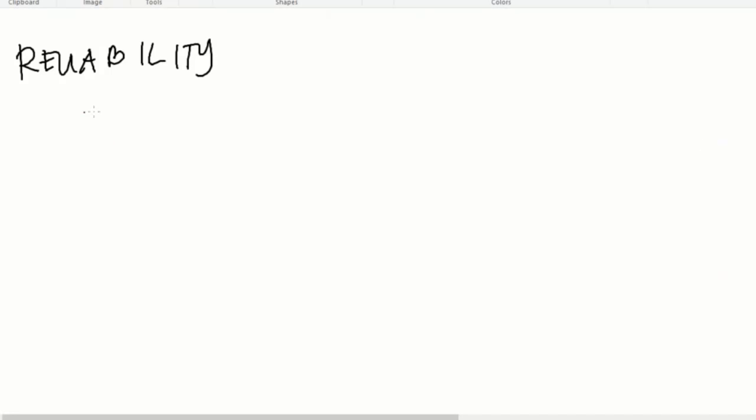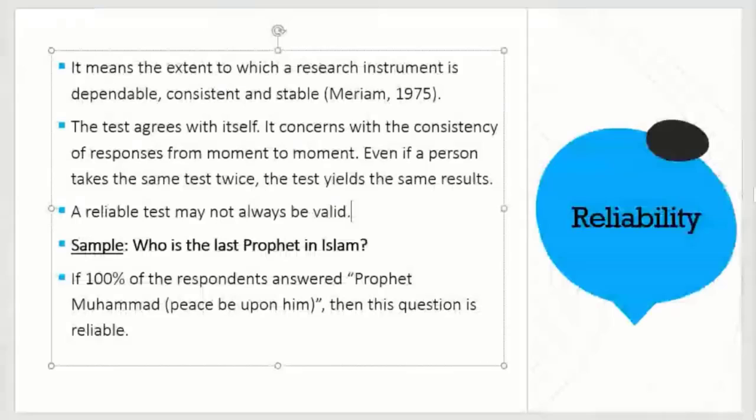Ang reliability, wala siyang pakialam kung relevant ba yan sa study mo, but if it is consistent across the board, regardless whoever answers the question, pareho ang sagot or nag-deviate lang ng konti, so ibig sabihin maliit masyado ang variance, ang variation niya, it is reliable. Okay, yun ang ibig sabihin ng reliability.